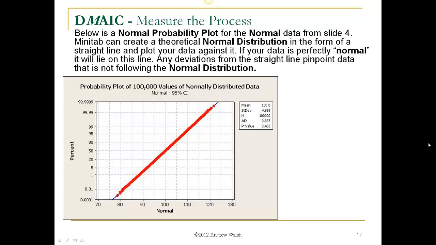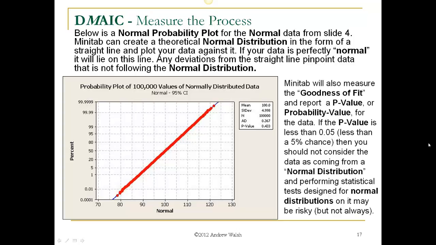Below is a normal probability plot for the normal data from slide 4. Minitab can create a theoretical normal distribution in the form of a straight line and then plot your own data against it. If your data is perfectly normal, it will lie on this line. Any deviations from the straight line pinpoint data not following the normal distribution.